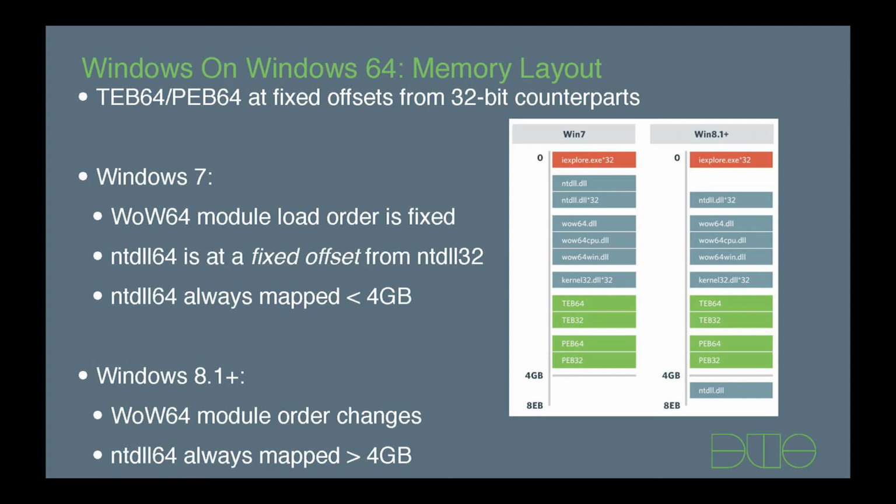On Windows 8, this is not true. Whether or not this is an explicit mitigation or just an architectural change Microsoft made, I don't know. But it's much more difficult to pull this off on Windows 8. It's definitely possible, but that load order changes, and the copy of NTDLL 64 is always mapped at an address above 4 gigabytes.